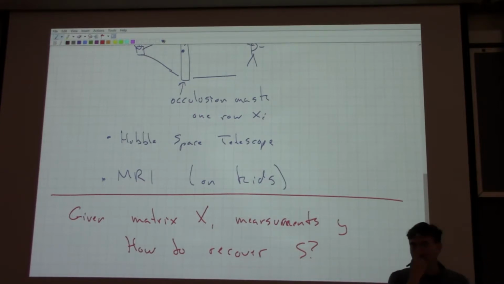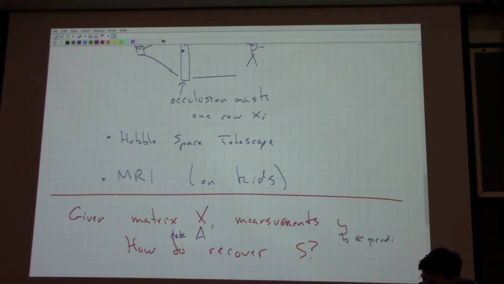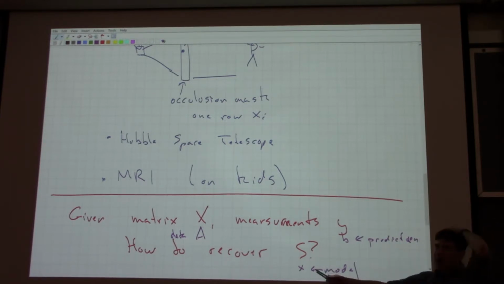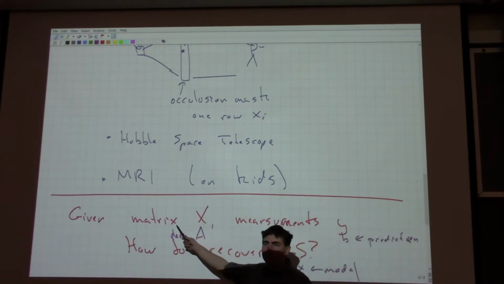Is X like A and then Y like B? Yeah, right. So let me translate. This is like the data. This Y was like B. This is what we're trying to predict, and this X is the model. Right, good. So we're trying to recover the model from the data, or in this case, this is the measurement matrix, how we measured it, and this is what the actual measurements were.